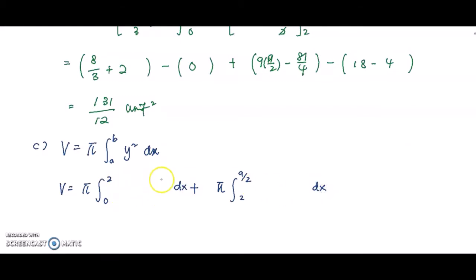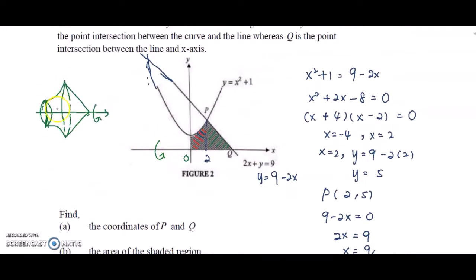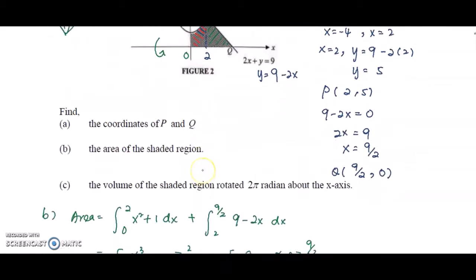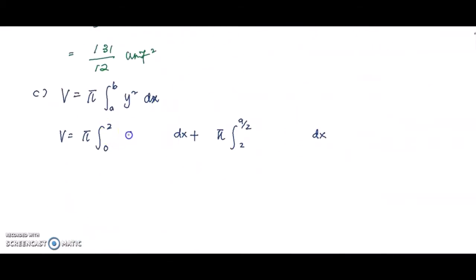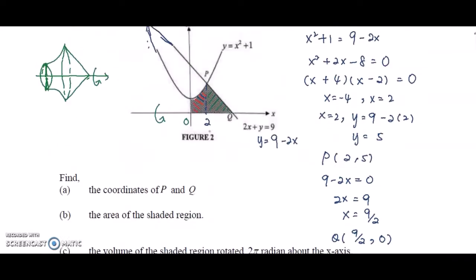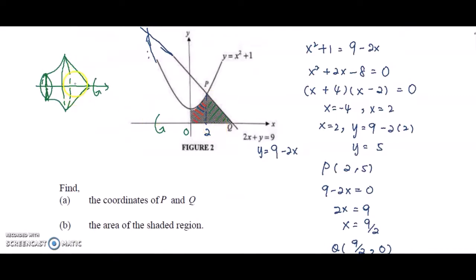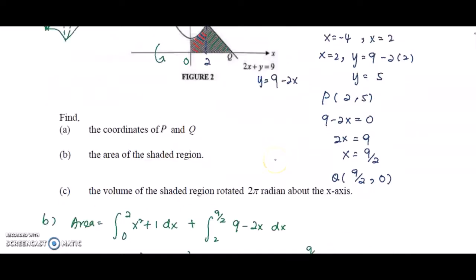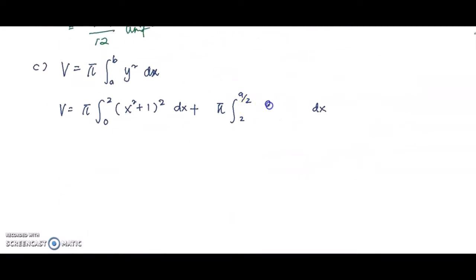Now we need to put in the function. The first solid is formed by this quadratic curve, so I put in x squared plus 1. This is my y, and then we need y squared, so we square it. The second solid, which is the shape of a cone, is formed by the straight line 9 minus 2x, so that function needs to be squared. That will be 9 minus 2x squared. Now we just find this integral, and you will get the volume.